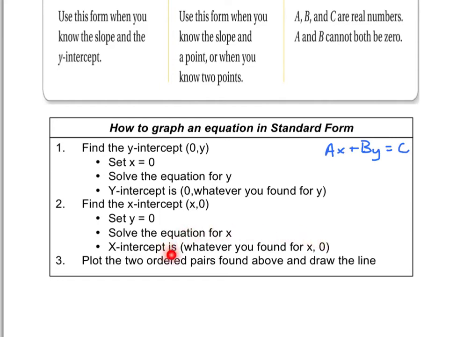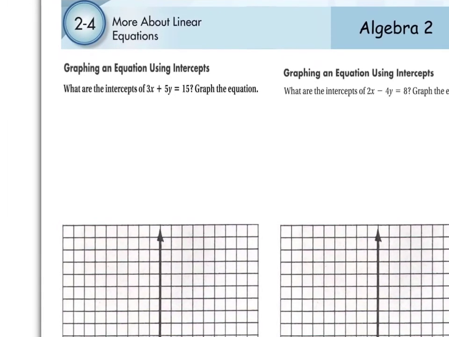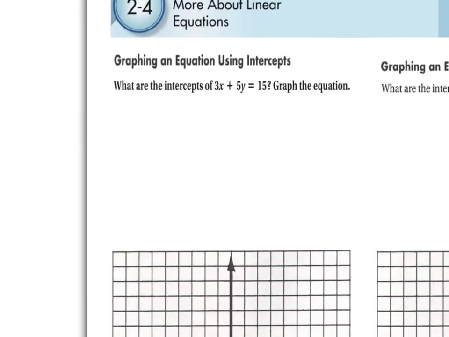The x-intercept is going to be whatever you find for x, and the y value of the ordered pair is 0. Then I plot these two ordered pairs and draw the line between the two of them. Okay? So let's take a look at some examples now. We're going to look at two examples here.